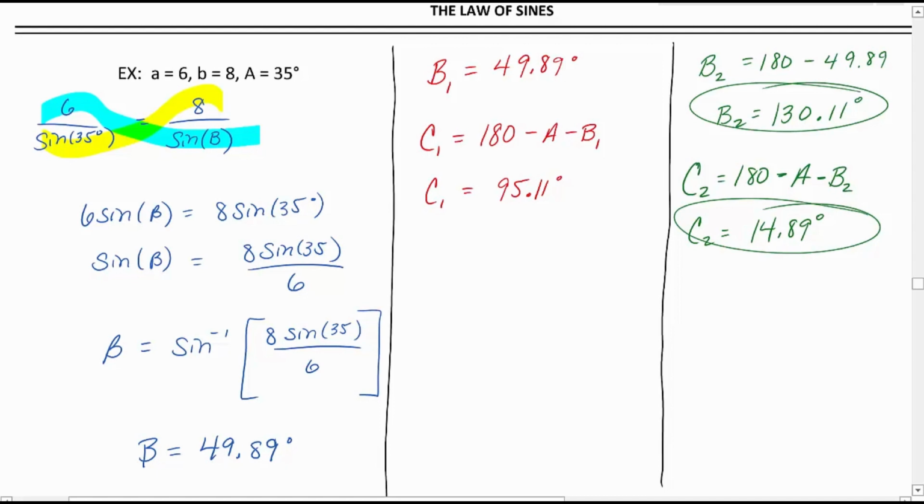If angle A and angle B together are already more than 180 degrees, you're going to get a negative answer, and that's why we couldn't possibly have a second triangle, because there's no way that the sum of the interior angles can be more than 180 degrees. But since we got something that wasn't a negative, that tells us for sure two triangles.